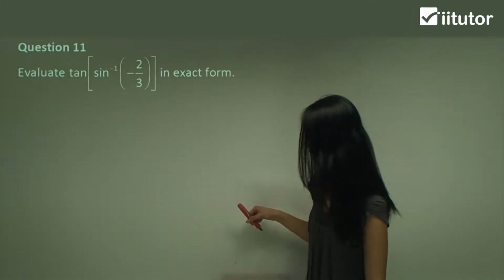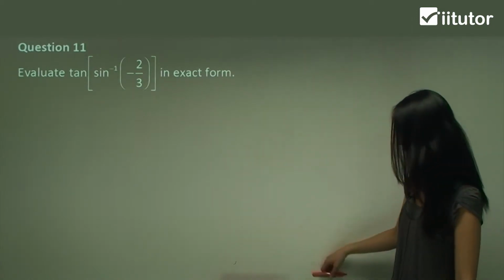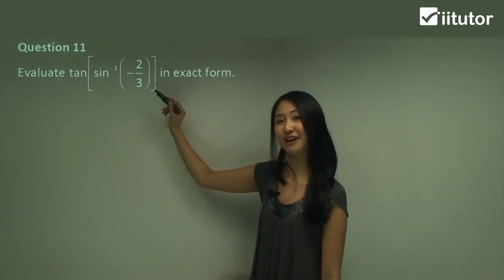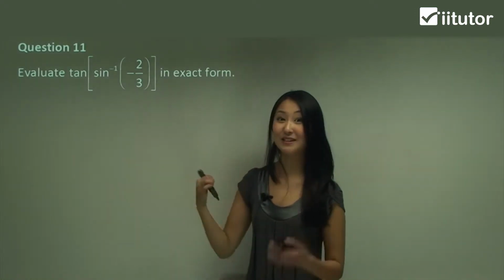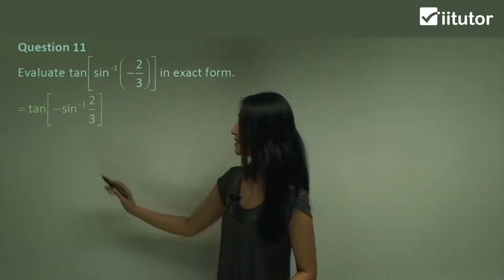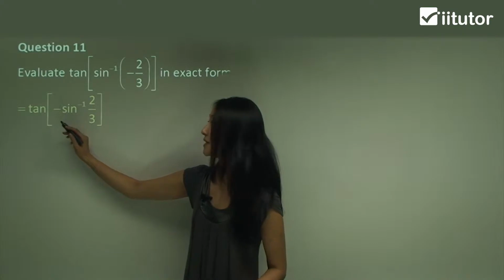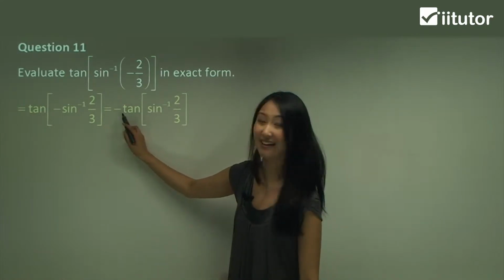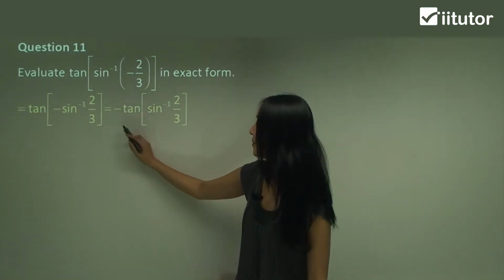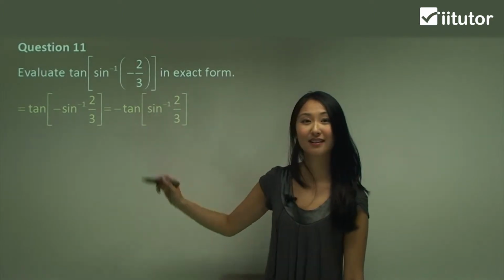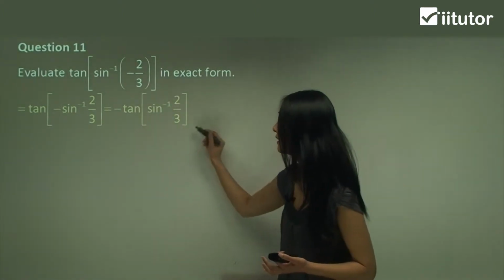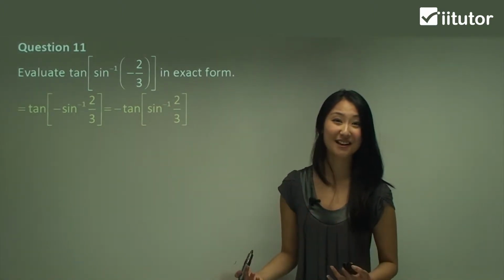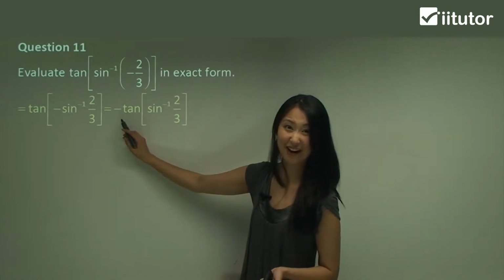So starting off with question 11, I want to find out the exact value of the tangent of inverse sine of negative 2 on 3. Now, inverse sine of a negative is quite easy in the way that we can just take out that negative. And because we have the tangent of a negative, based on our symmetries, we can just take that negative out as well, can't we? So now we just have negative tangent of this. So essentially, this portion here is exactly the same as the first couple of questions that we worked through. So we do exactly the same thing, the only difference is that there's a negative in front.